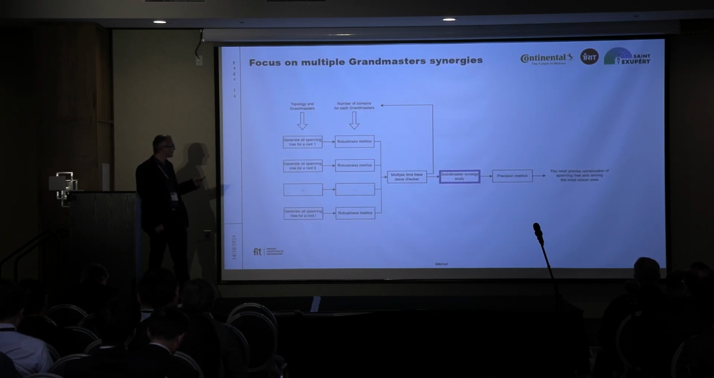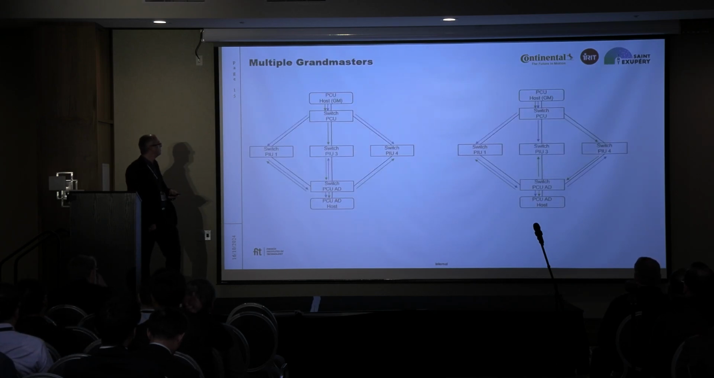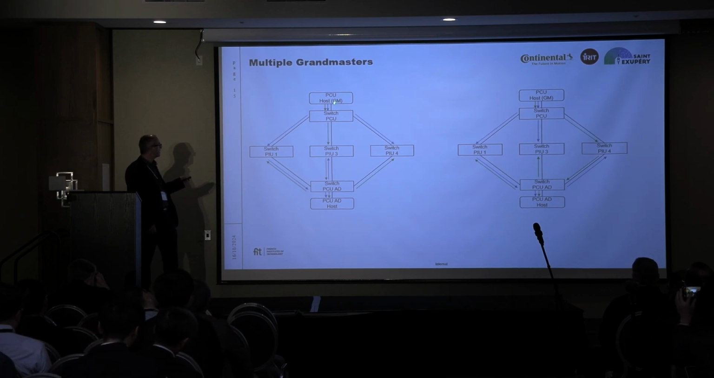So now don't get confused. I'm skipping briefly over the multiple time decision checker, but we'll come back to that. So for the Grandmaster synergy, let's look at this case here with a simplified network setup now with a Grandmaster on the top and different potential spanning trees for its two domains.